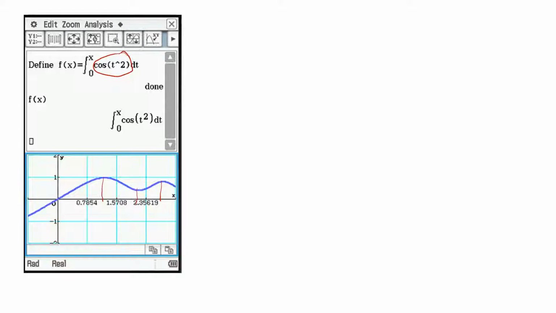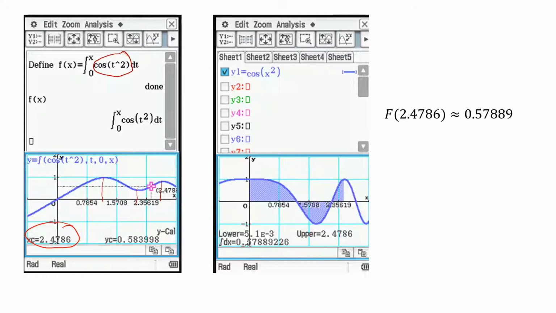So if you were thinking something along the lines of, well, it must be where the graph is dipping below the x-axis, then you'd be dead right. So here's what I've done, just done a y-calc situation. So clearly when x, I've just whacked in a value, x equals 2.4786, and I've got a y value of 0.58. But what's going on here? Let's have a think about it.